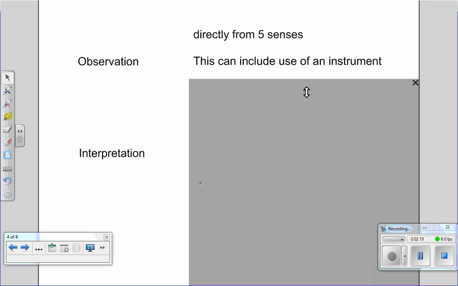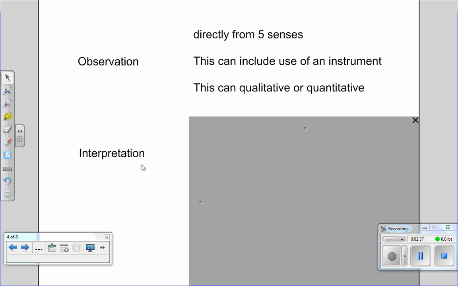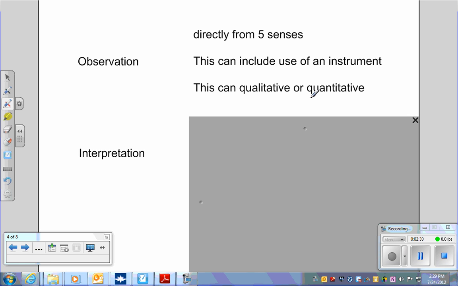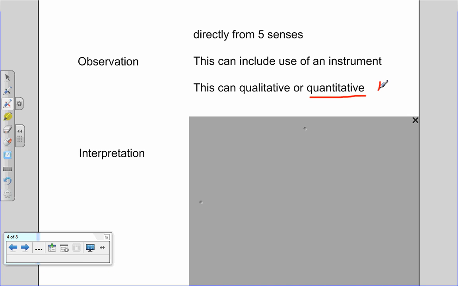Observation is directly from the five senses, but it can also include the use of an instrument. For example, measuring the temperature of a room to be 20 degrees is not directly from your senses, but is using an instrument and your eyesight in order to make that reading. They can also be qualitative or quantitative. Quantitative goes with a number, while qualitative does not have a number.